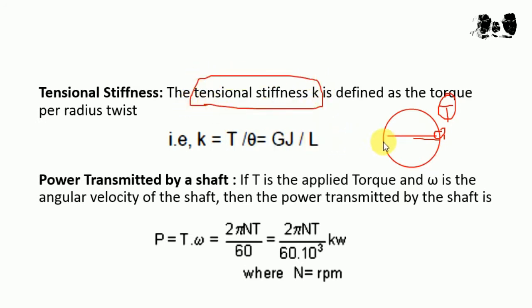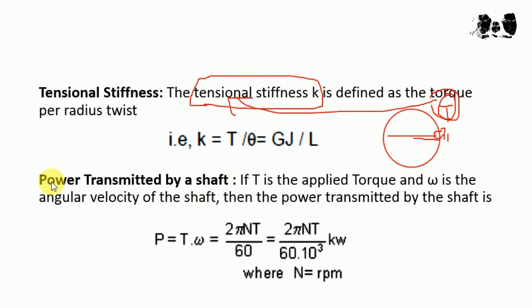Again, to make a unit radian of twist, how much torque is required is known as torsional stiffness, denoted by small k, and it can be calculated as T upon theta, which is also equal to GJ upon L.